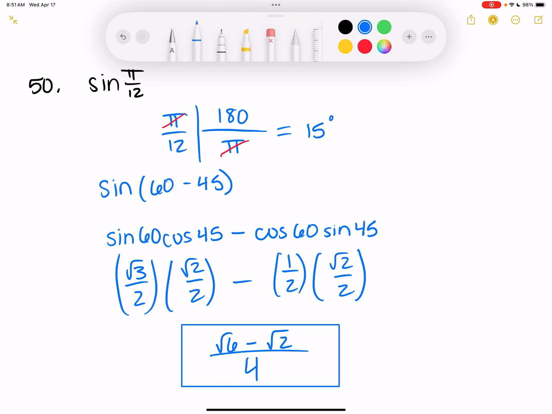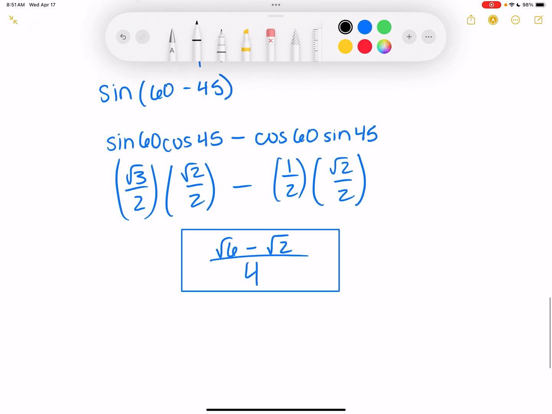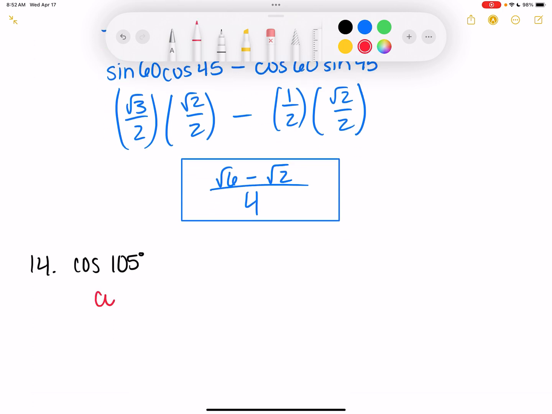All right, we're going to backtrack because this section of problems doesn't have any cosine ones, and I want to do a cosine one, so I'm going to backtrack to number 14. The cosine of 105 degrees. So what two angles can I add together or subtract from each other to give me 105? You can either pick two angles that you can add together and get 105 or subtract and get 105. So the cosine of 60 plus 45.